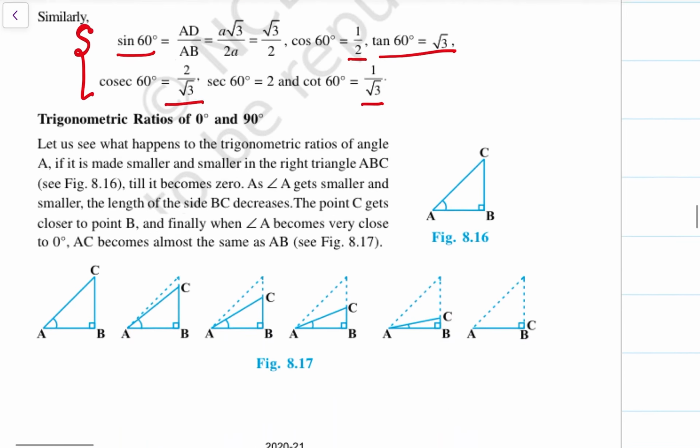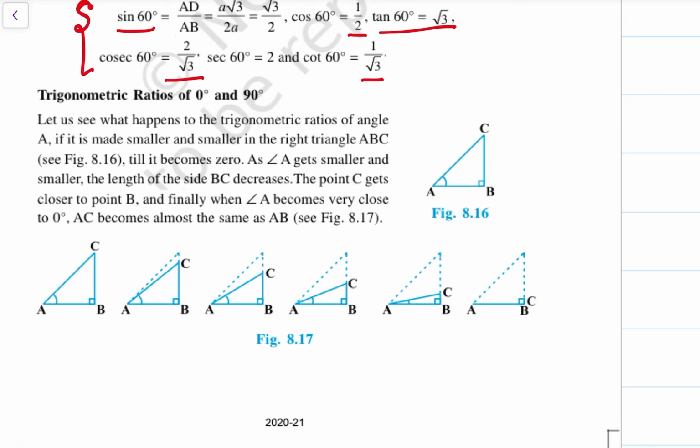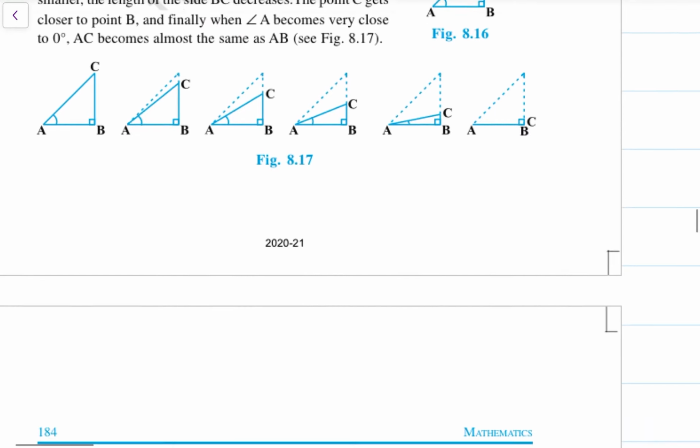Now, let us see for trigonometric ratios of 0 degrees and 90 degrees. Let us see what happens to the trigonometric ratios of angle A if it is made smaller and smaller in a right triangle ABC. So, we keep decreasing angle A till it reaches 0 degrees. What would happen? Angle A gets smaller and smaller and the length of BC decreases. The point C gets closer to B and finally angle A becomes very close to 0. AC becomes almost AB. You can see that in the figure given here.